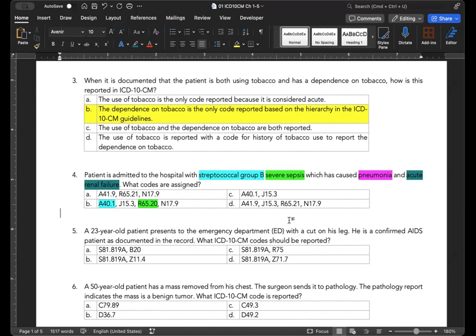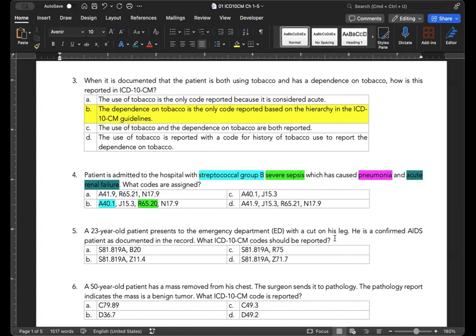Okay. So let's look at the pneumonia now. So let's just go to pneumonia. And then with pneumonia, do we have the causal organism of the pneumonia? No.